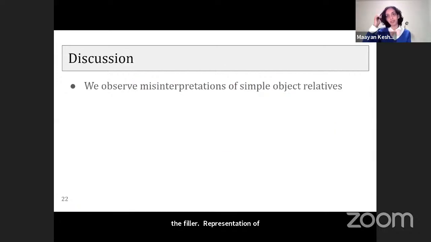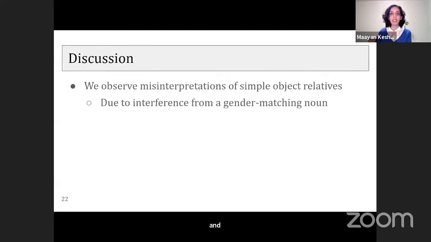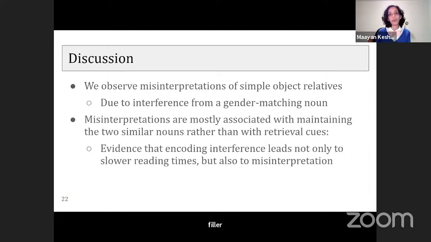Overall, the current study reveals that people often misinterpret simple relative clauses, and they misidentify the filler noun when there's a noun of the same gender in the sentence, at least in some tasks. And currently, we also don't see differences between gap and pronoun resolutions. And that means that we don't see a difference between interference with gender cues and without them at the retrieval site.